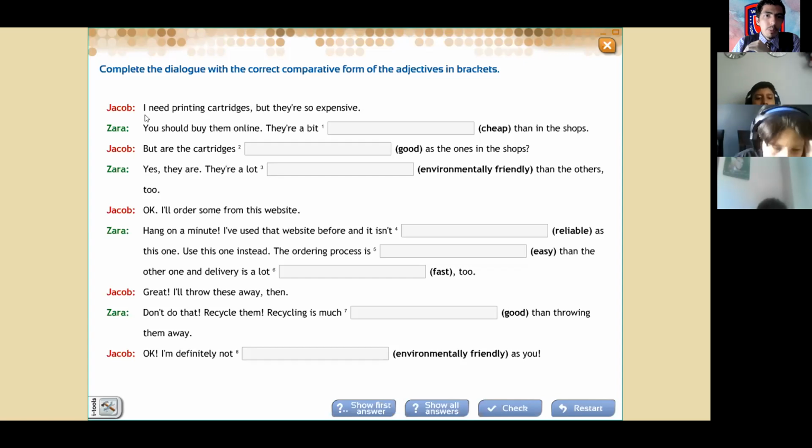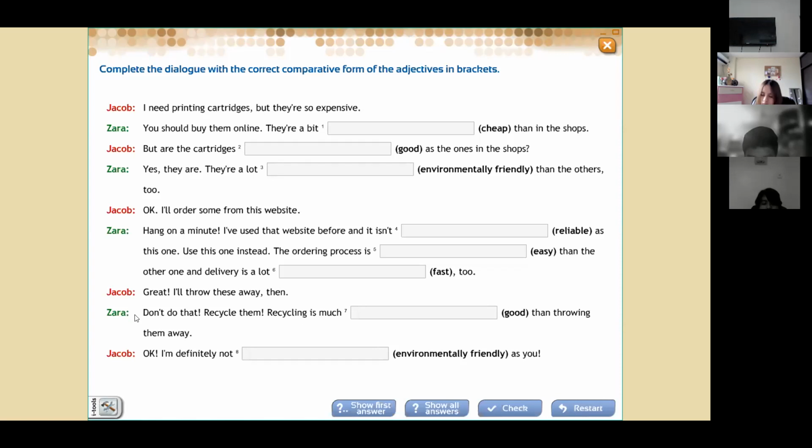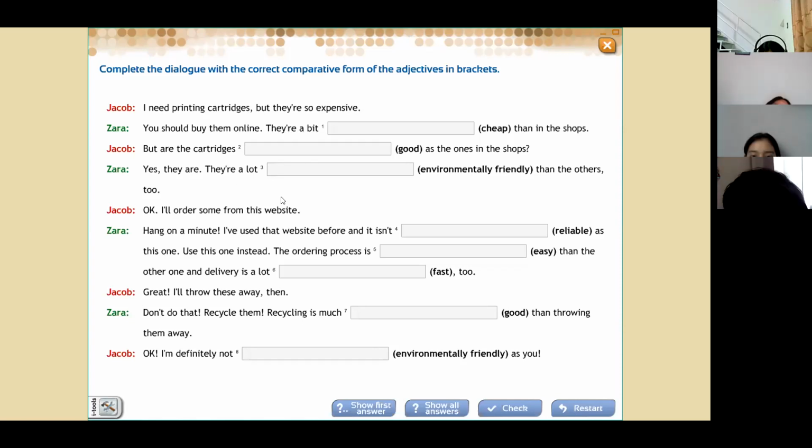Okay, Jacob says, I need printing cartridges, cartuchos de impresión, but they are so expensive. You should buy them online. They are a bit what? See, for example, student who could tell us, it could be for Ms. Diaz maybe. What about number 1? They are a bit what?